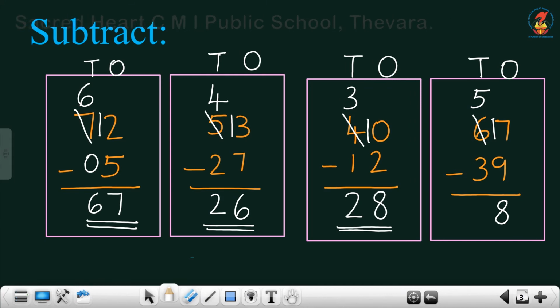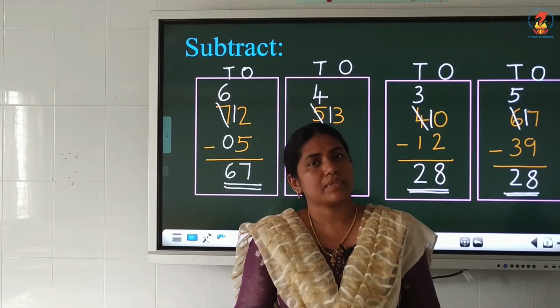Now look at the tens place. 5 at the top, 3 down. Okay. So after 3, 4, 5. 2 is the answer. So our final answer is 28. Okay children, is it clear? So this is about borrowing type subtraction.